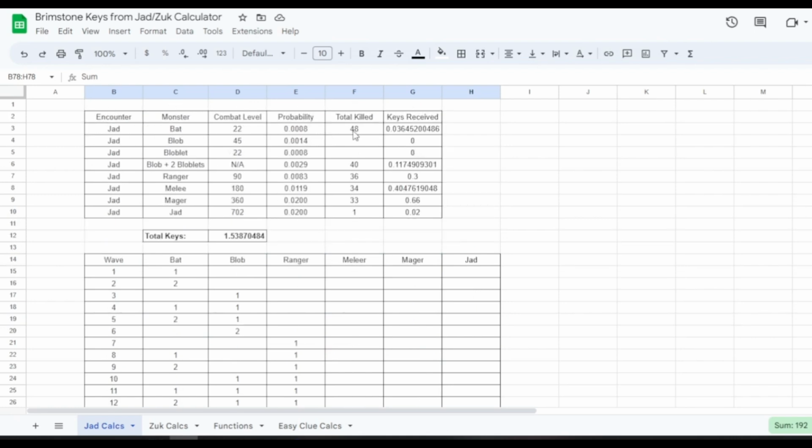And if you combine all the probabilities of getting a key with the total number of monsters killed, which also, by the way, includes the blob splitting into two bloblets, you get a total of 1.53 brimstone keys expected from a Jad task. Which, if a Jad task takes you on average under 30 minutes, that's around 3 keys an hour, which is somewhat reasonable, probably similar to doing some melee tasks with a cannon, but it's not anything comparable to doing Barrage Slayer on Konar tasks, sorry.